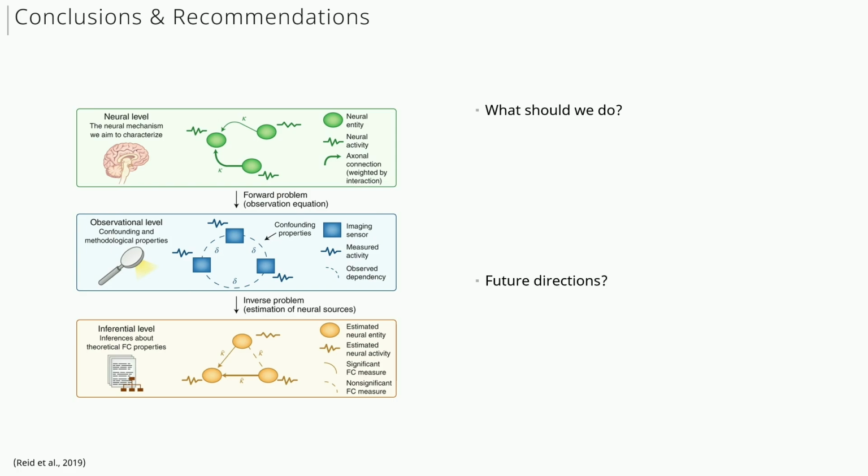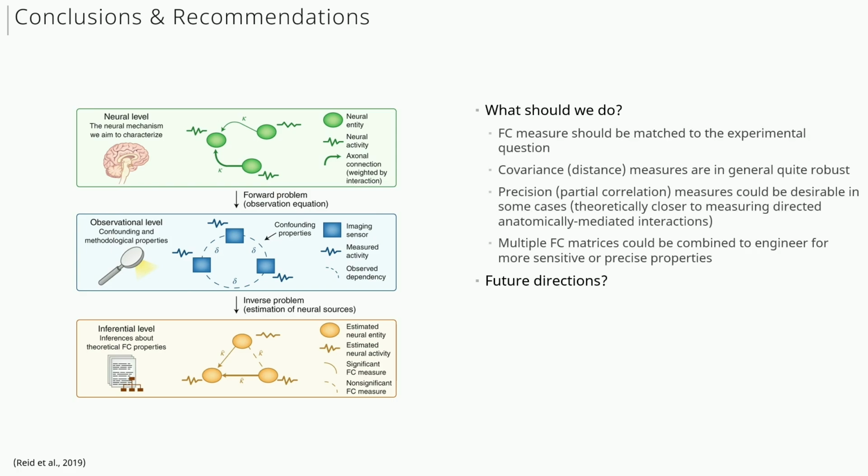Finally, we have some general recommendations. So what should we do? First, we should always match our measure to the experimental question. In our findings, covariance, distance, or Pearson's correlation is in general pretty robust, so there is a reason they are used so commonly. We also find precision or partial correlation has some desirable features in some scenarios, such as predicting individual differences. And finally, maybe it's possible to combine or specifically engineer a single or multiple FC measures to achieve some specific sensitivity or precision purposes.